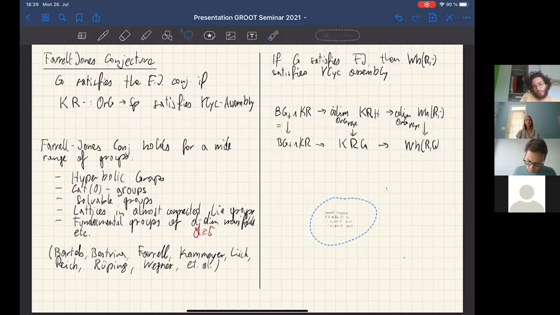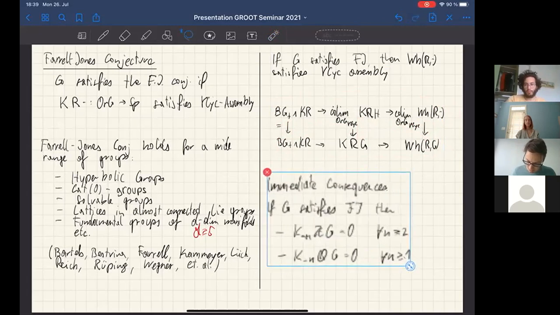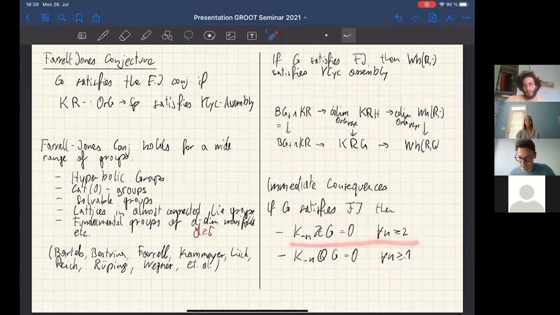Okay. And some consequences of the Farrell-Jones conjecture for the groups that we're interested in: if G satisfies the Farrell-Jones conjecture, then also the negative K-theory isn't too complicated, because for K_{-2} and lower, these groups will vanish for an integral group ring, and for the rational group algebra they will also vanish, but then for anything -1 and lower.